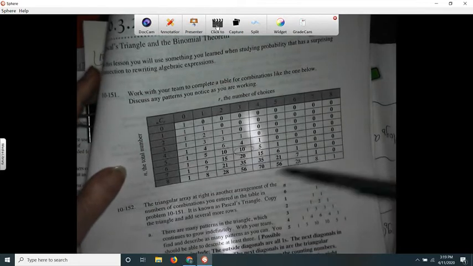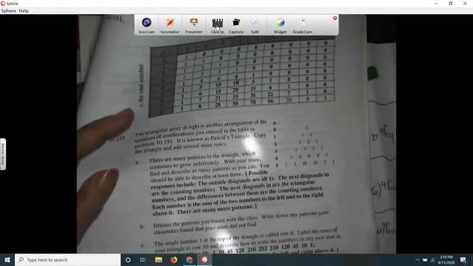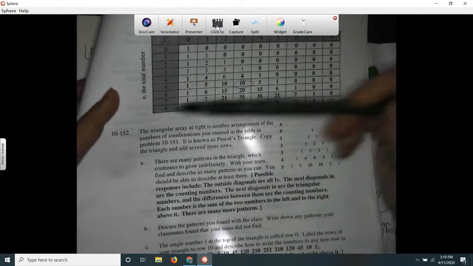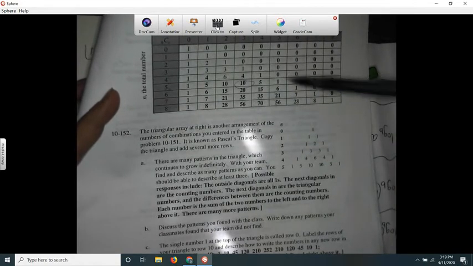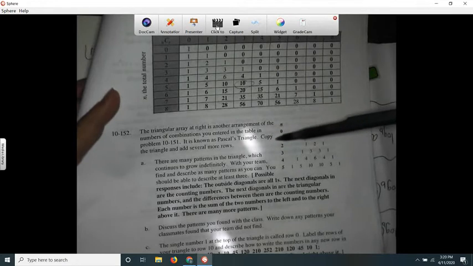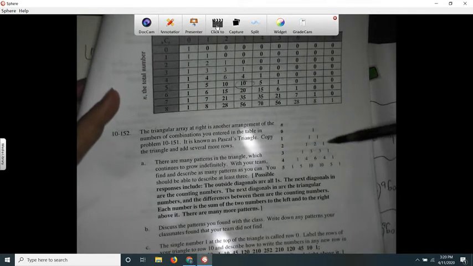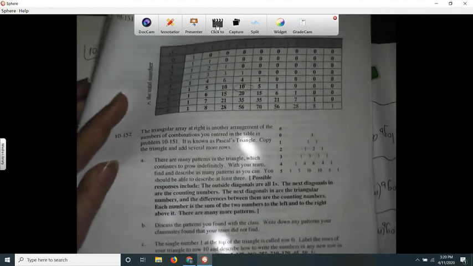So 10-152 says the triangular array at right is another arrangement of the number of combinations you entered in this table up here. It's known as Pascal's triangle. Copy the triangle and add several more rows. You might have already heard of this triangle. It's a super famous triangle, an amazing triangle full of patterns. It's going to become useful for some of your math, especially expanding these kinds of binomials right here. So just take a look at the triangle.